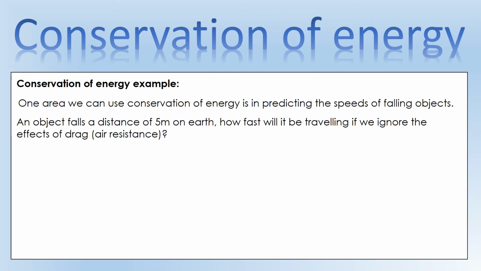The first example we're going to look at is how we can use conservation of energy to predict the speed of falling objects. Essentially we're going to use the initial conditions to predict the final ones. This is how we're using conservation of energy. In terms of the initial conditions, the object falls a distance of 5 meters on Earth. So that tells us our delta h is 5 meters. Strictly speaking, it's actually minus 5 because it's fallen a distance of 5.